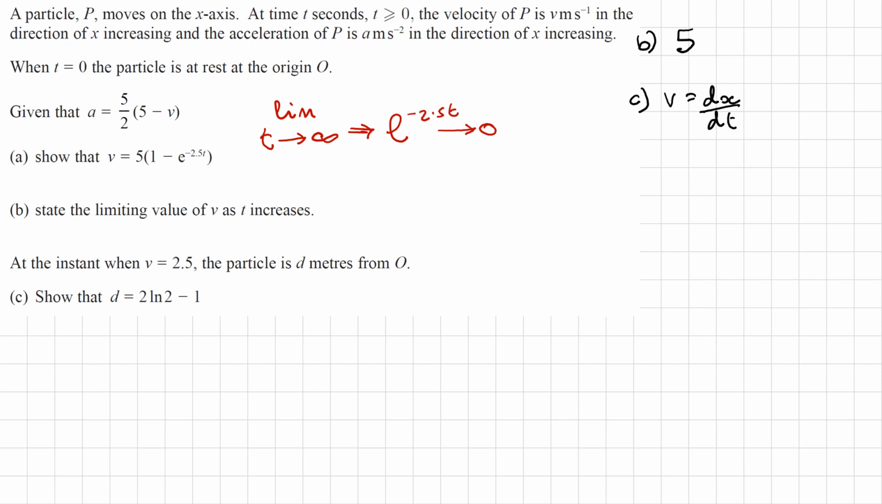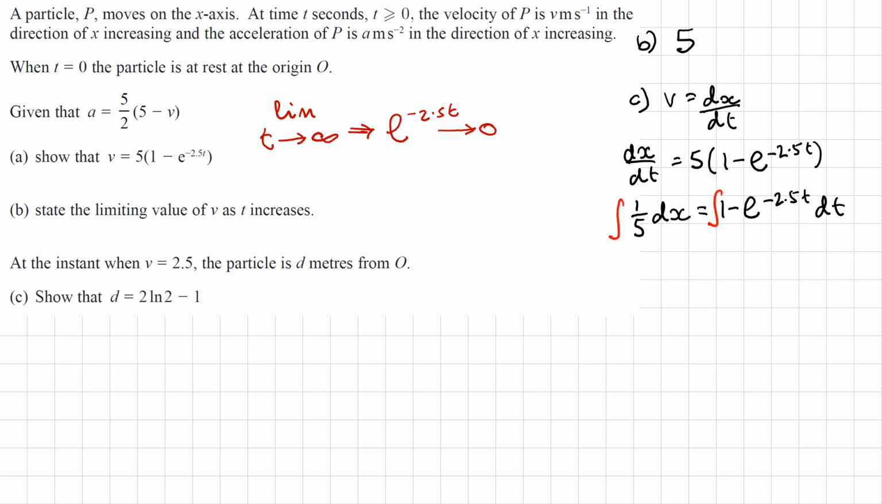Replace the v in the equation for part A, and then write dx/dt is equal to 5 times 1 minus e to the minus 2.5t. Separate the variables. So I'm going to pull the 5 over. I don't need to, I can keep it as is, but I'm going to write 1/5 dx is equal to 1 minus e to the negative 2.5t dt. I'm going to integrate both sides.